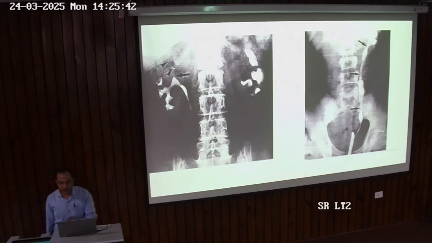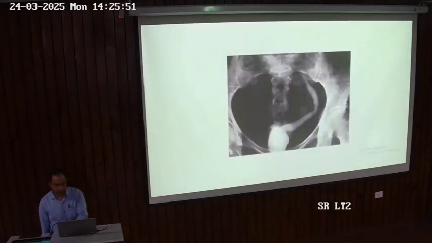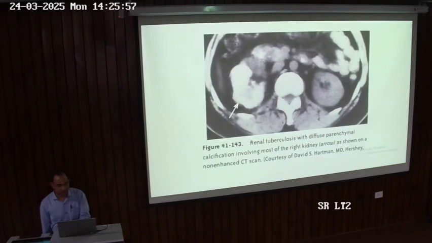In the second image, there are multiple narrowing and dilatation of the ureter, showing a beaded appearance of the ureter. This is the small capacity bladder, thimble bladder. The CT scan is showing calcification and the scar on the posterior cortex of the kidney.